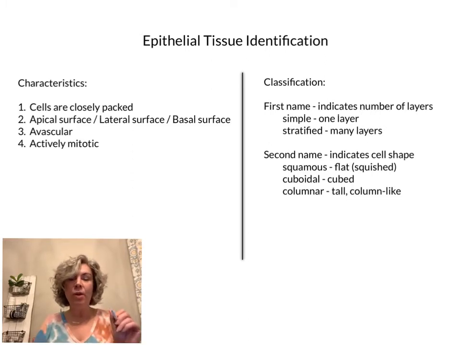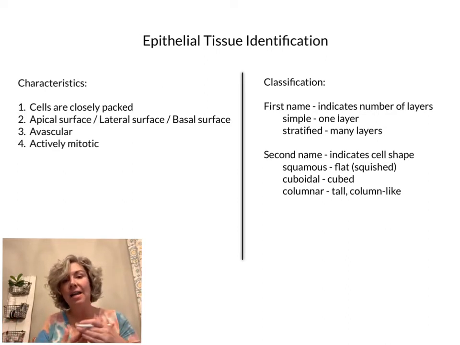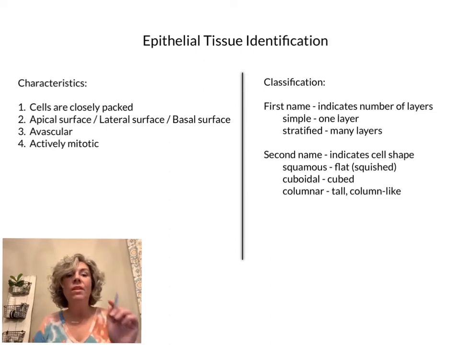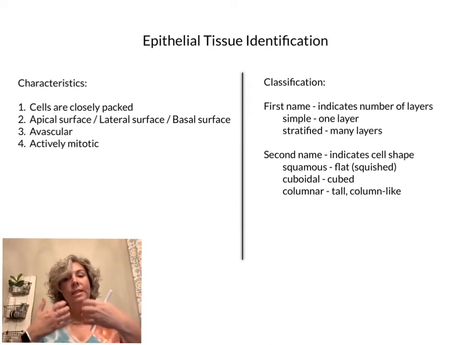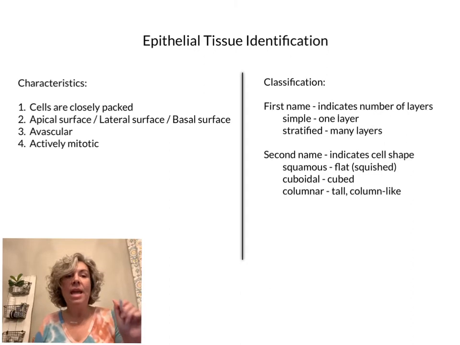Now the apical surface is always the free edge. It's going to be a side of epithelial tissue that's not attached to anything. There will be an open space there. The lateral surface is simply the sides of the cell. This is where you'll see the majority of the junctions holding these cells together. And the basal surface is simply the bottom layer of the ET.